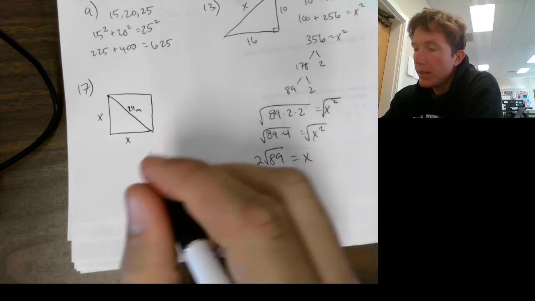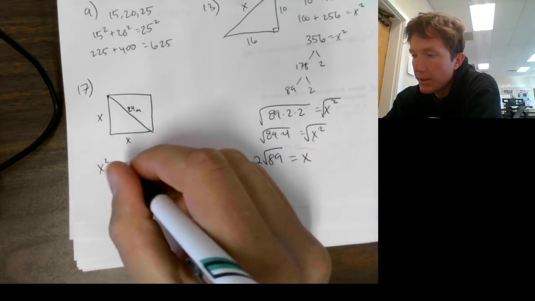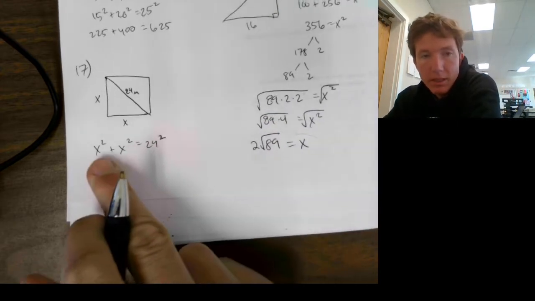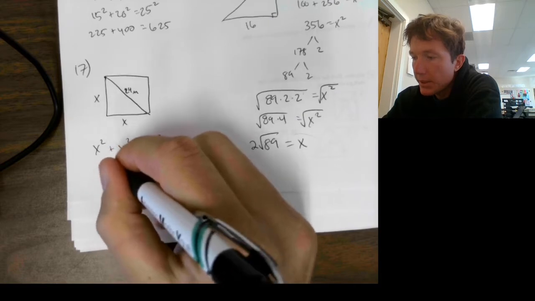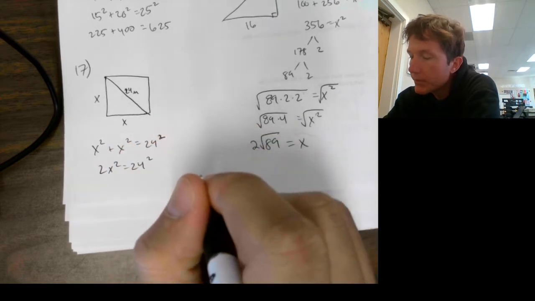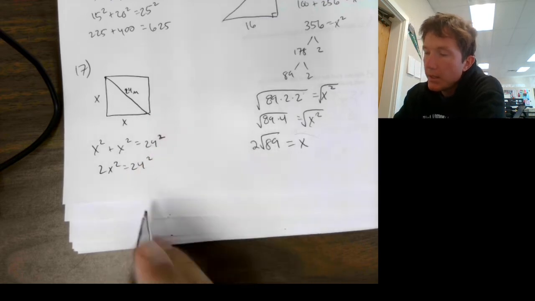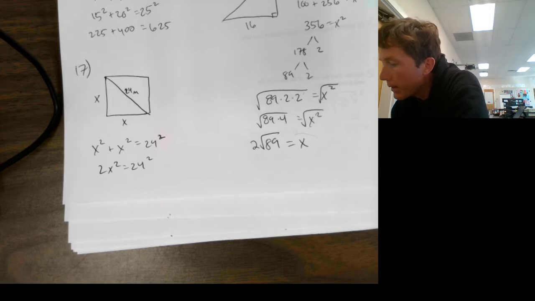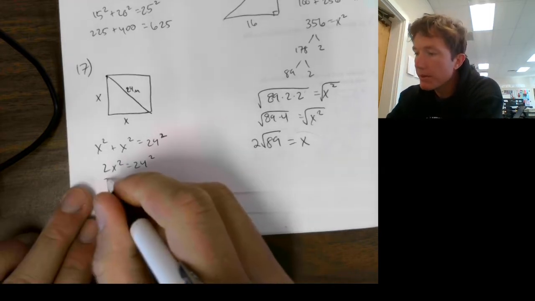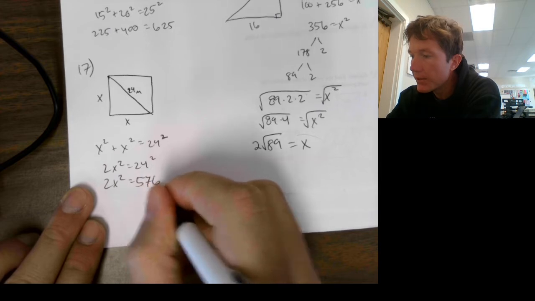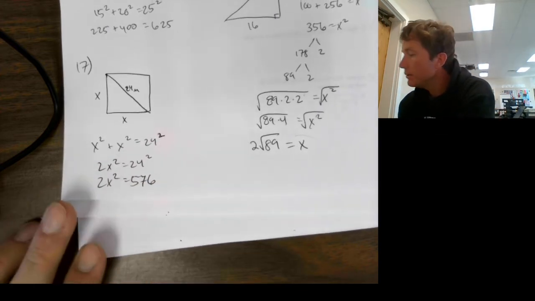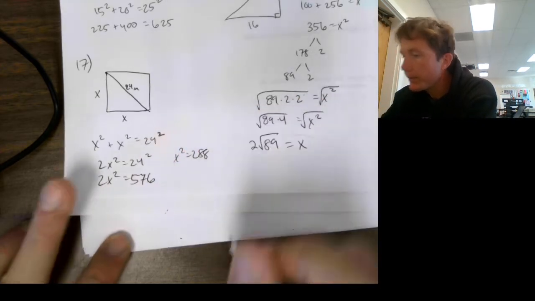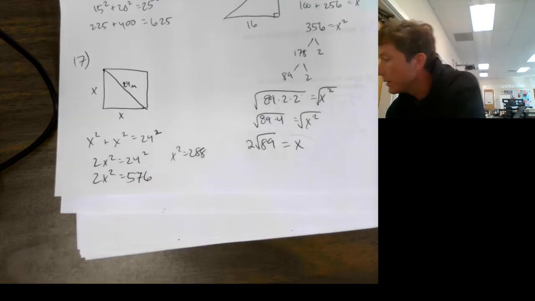So I can set up my equation: x squared plus x squared equals 24 squared. I have 2 copies of x, so that's 2x squared equals 24 squared. Let's take care of this 24 squared. I'm going to multiply that out. That is 576, so 2x squared equals 576. Next I'll divide out by 2, so x squared equals 288. And then I'll take the square root of that number.